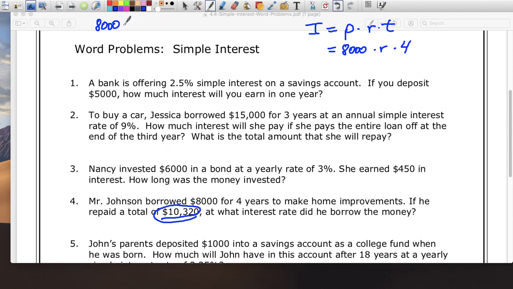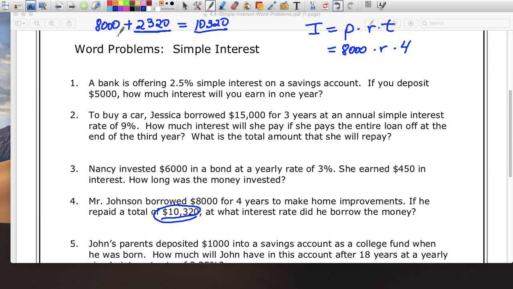So he borrowed 8,000 from the bank, but at the end of the 4 years, he ended up paying this much. So what's the difference between 8,000 and 10,320? The difference is 2,320. So how much interest, or how much of a fee, did the bank charge him for giving him $8,000?